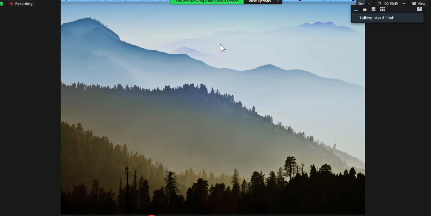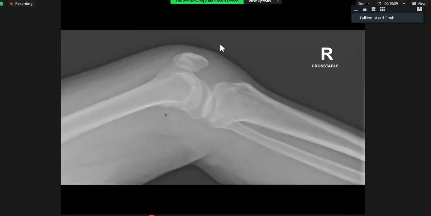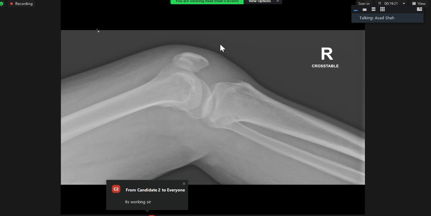So I've got this 40-year-old guy, a laborer, let's put it that way. He presented with a few-month history of worsening knee pain and swelling, and he presented with a limp. This is a lateral X-ray. Let's start with the lateral X-ray, and then I'll show you the other one. Do you see any abnormality there on the lateral X-ray?